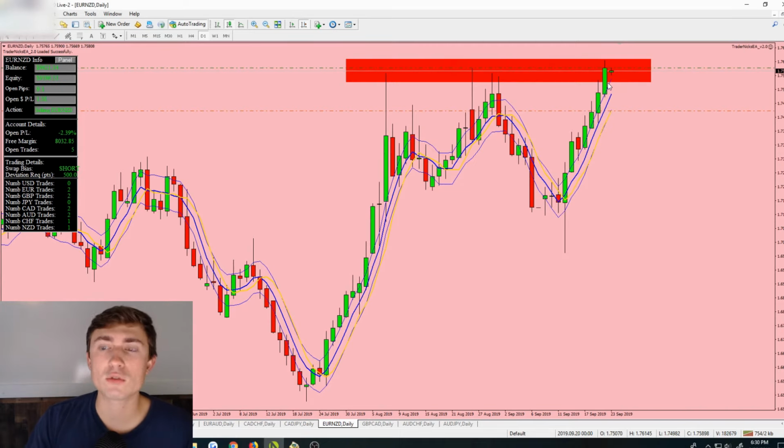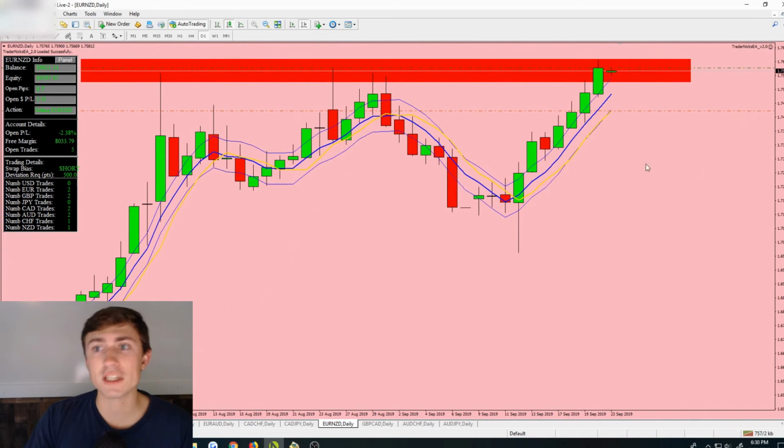Now, we saw price towards Friday jump up into this zone. Unfortunately, I did not short it towards the end of the close on Friday, but I looked to rather get involved today, which is a Sunday, on the short side.